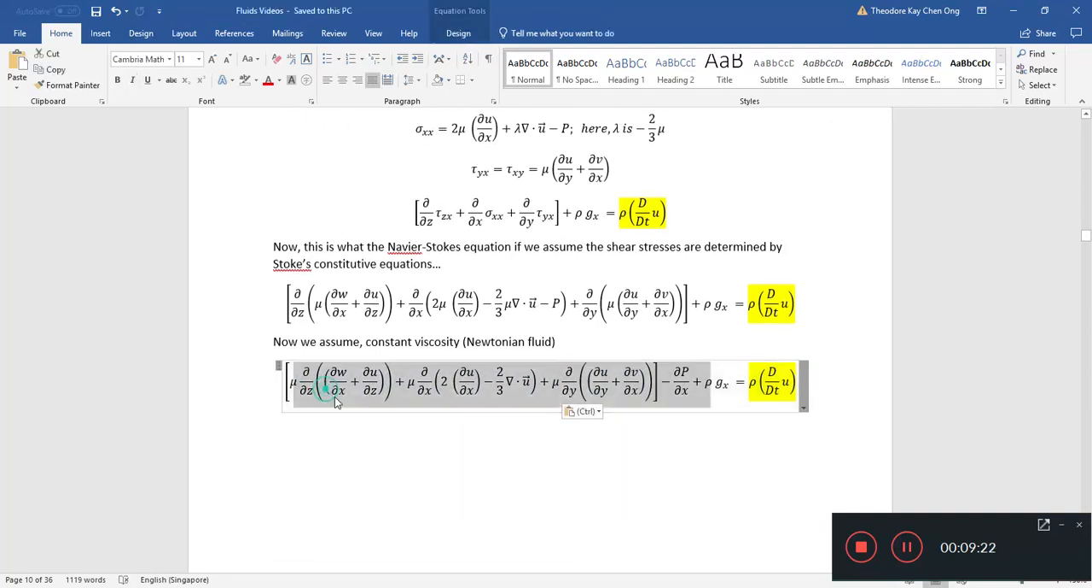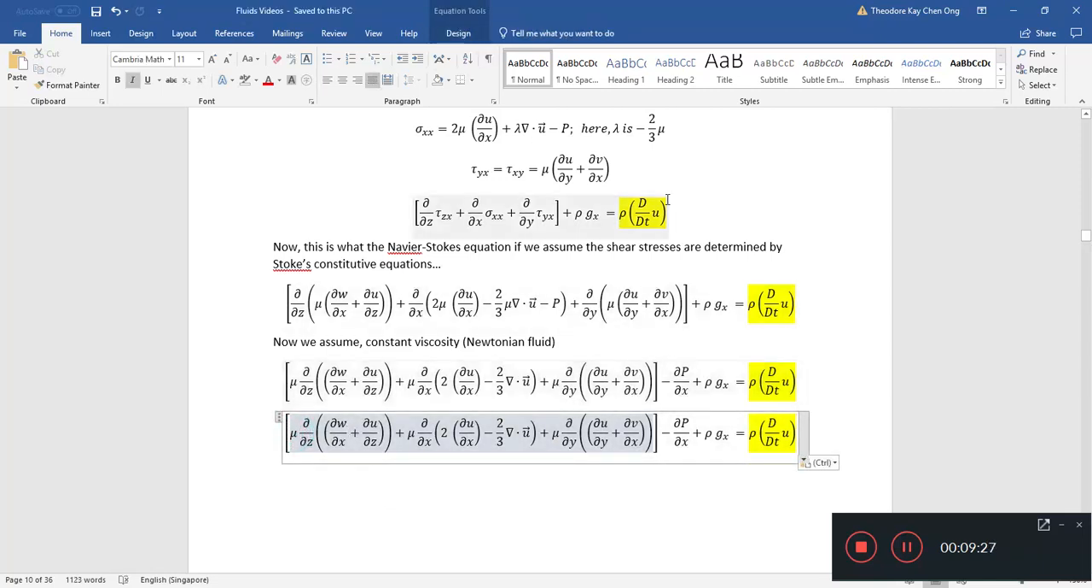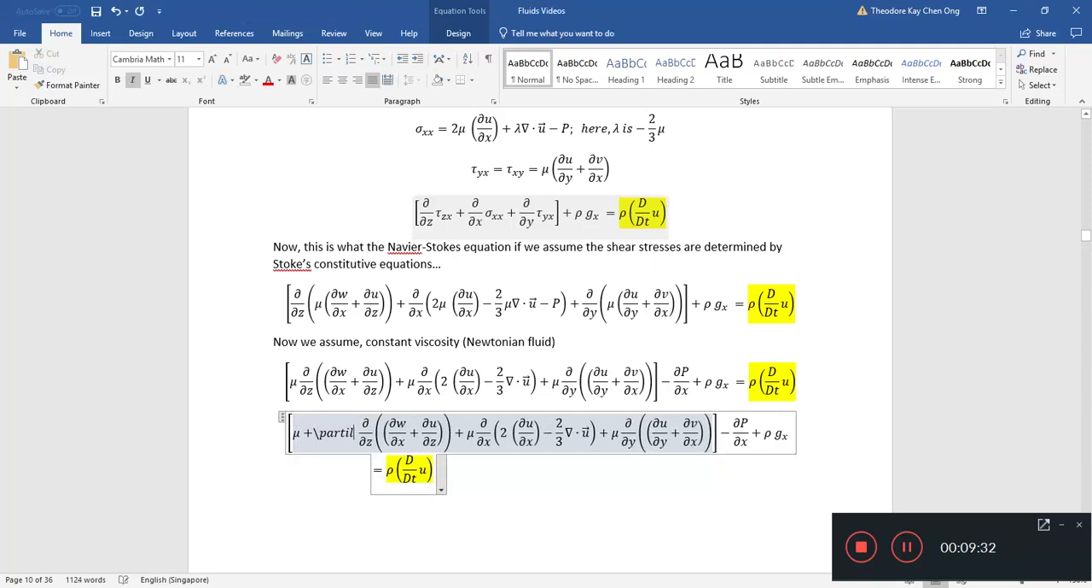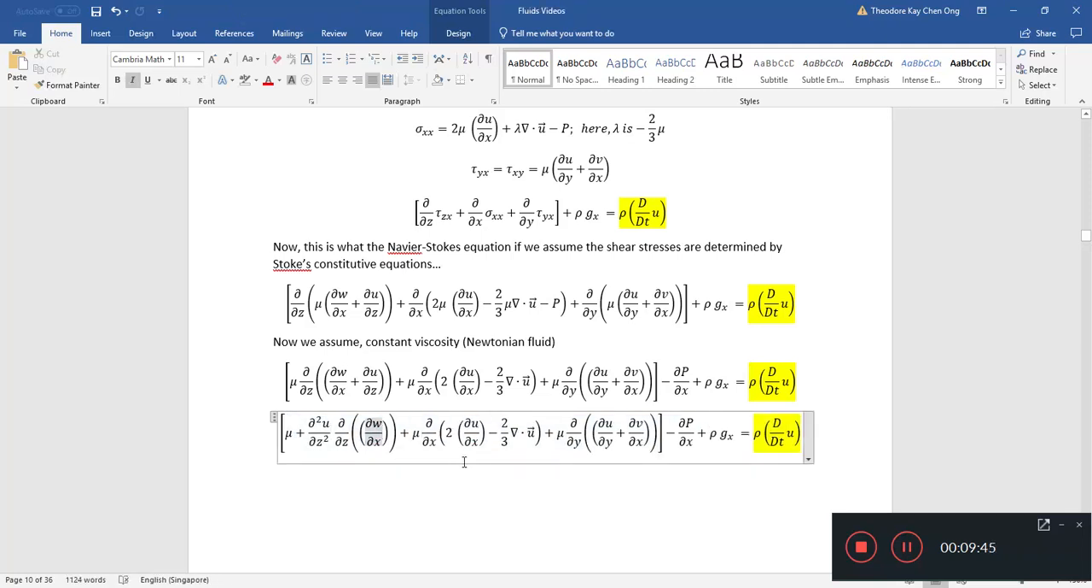And now I'll just apply the partial derivatives inside. So I'll just take the partial u out, squared, partial 2u. So these are second derivatives. Take this out. Next, partial u partial x will come out.